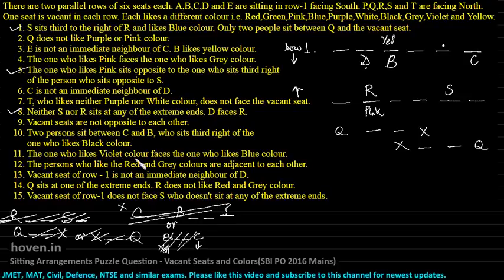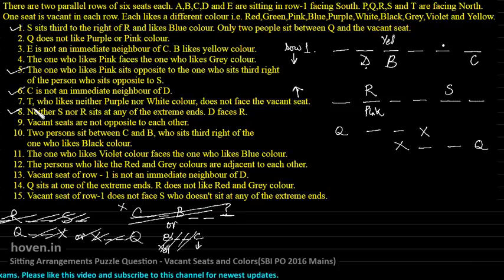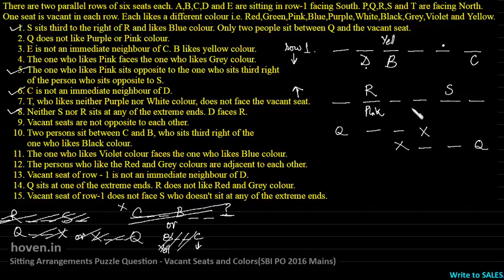Let us move to our next statement, what they say. So I have consumed the sixth statement. I'll mark it first. Then he says T, who likes neither purple nor white, doesn't face the vacant seat. Now I don't know which is vacant, so nothing can be done about this. Ninth, vacant seats are not opposite to each other. I don't know where the vacant seat of that one and of this one is, so nothing can be done yet.